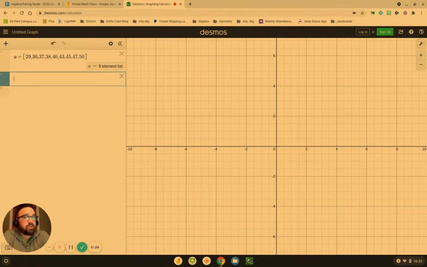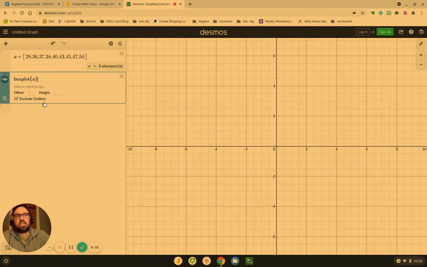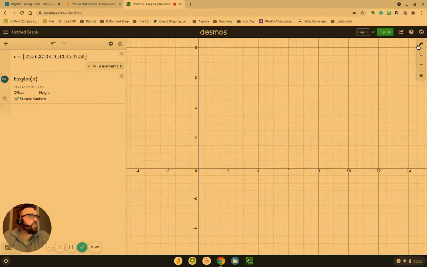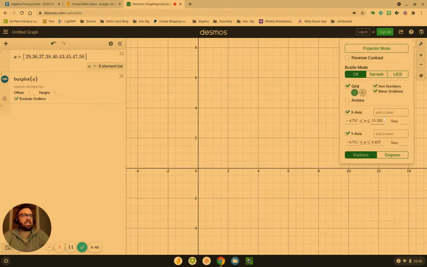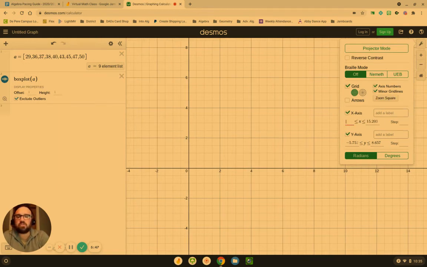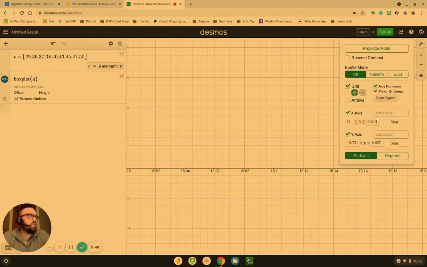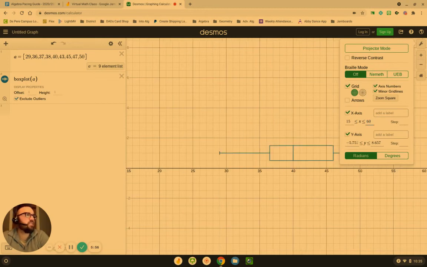Now, what are we trying to create? Box plot, parenthesis A, offset 1, height 1, exclude the outliers. But Mr. G, it's not showing. What do I need to do? Hopefully, you recognized that you need to change the x-axis, the left and right axis. So I'm going to change the left and right axis. The lowest we said was 29, so let's go from 15. The highest was 50, so let's just say 60.